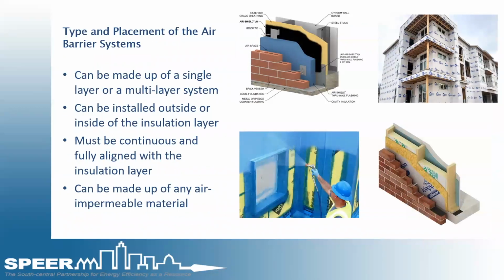So type and placement of the air barrier systems, it can be multiple layers that make up this thermal envelope. It can include the insulation and a wrap, a liquid applied material, a solid material, a rigid material. It can be made up of multi-layers. So it can also be installed on the outside of the insulation or inside of the insulation layer, depending on your construction type. It must be continuous and fully aligned with the insulation layer. So a lot of times in multifamily, indoor single or 2-story homes, that can get out of alignment and you see a separation of an air barrier and insulation. At all times, they must be continuous and aligned. And then can be made up of any air impermeable material.